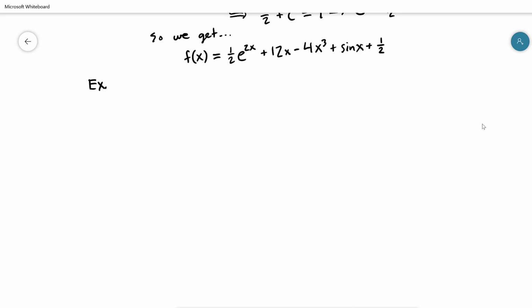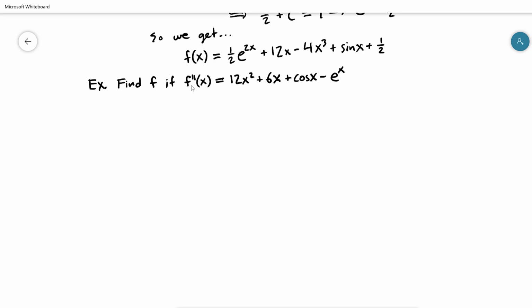Let's see if we can do it in 2 steps. I want to find our function f, but now instead of giving you f prime of x, I'm going to give you f double prime. So I'm going to give you the second derivative. F double prime of x is equal to, in this case, 12x squared plus 6x plus cosine of x minus e to the x.